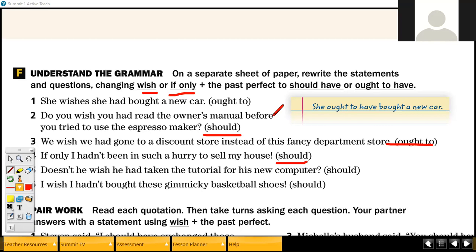That one is a question, but in negative. Shouldn't. You can use contraction in that case. The one you can't is ought, because in the case of ought, you have to separate the negative: ought not to. Shouldn't he have taken the tutorial for his new computer? Yep, that is correct. Shouldn't he?